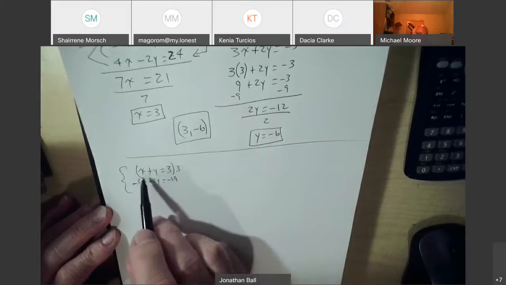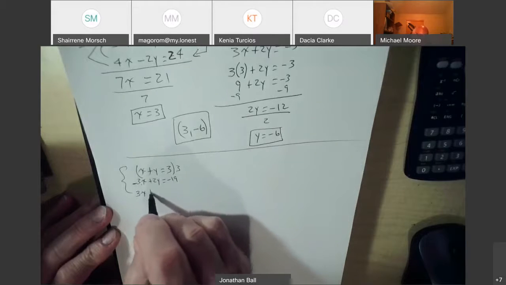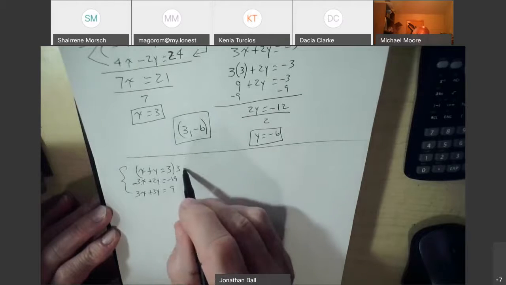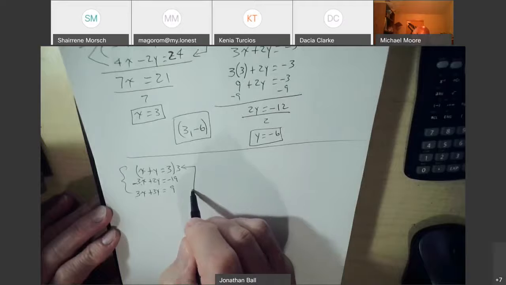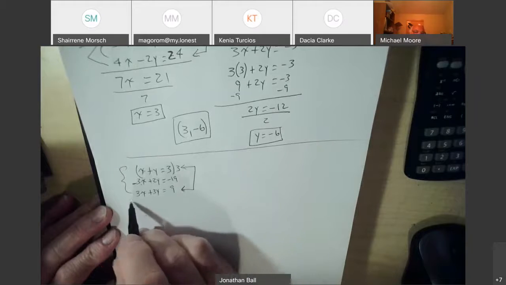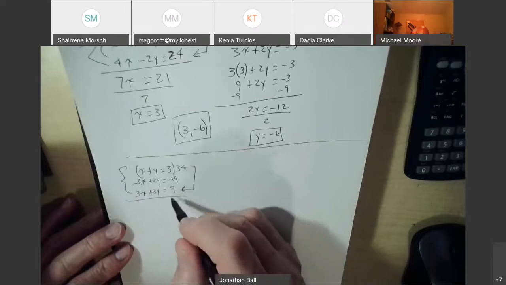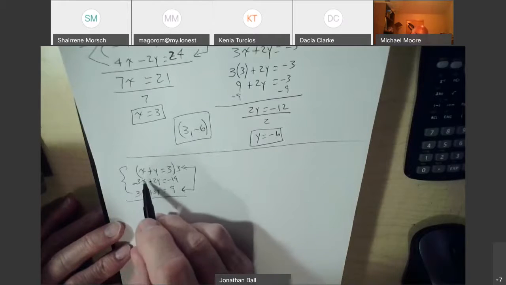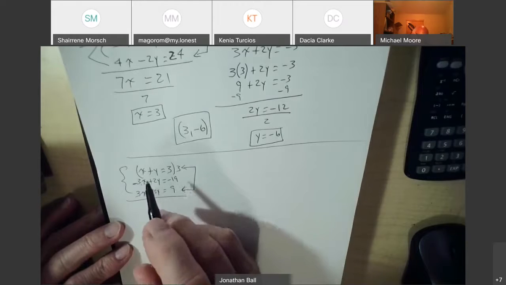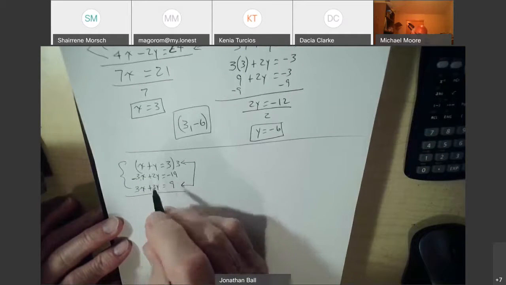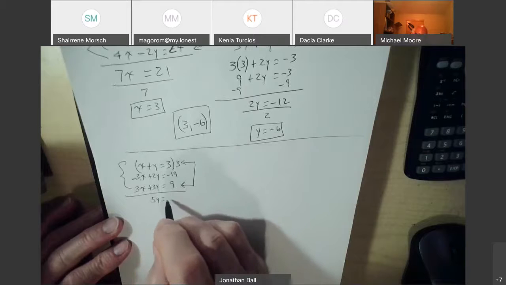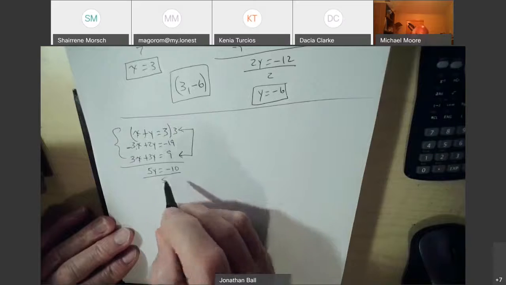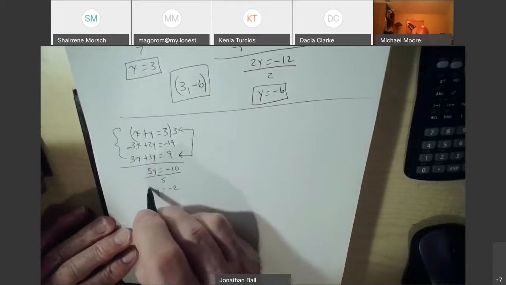Okay, we multiply everything here by 3, and we get 3x plus 3y equals 9. And again, this equation and this are the same. They just look different. Now we add these two equations together, and we're going to eliminate this variable here. 3x minus 3x is 0. It's gone. It's eliminated. 2y and 3y is 5y equals -10. Divide by 5. y is -2.